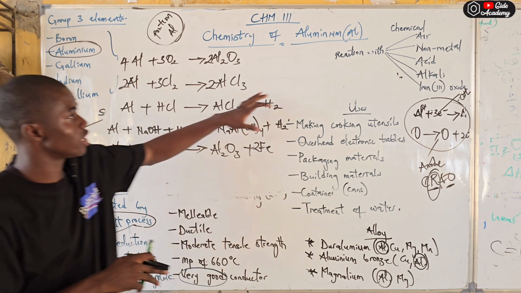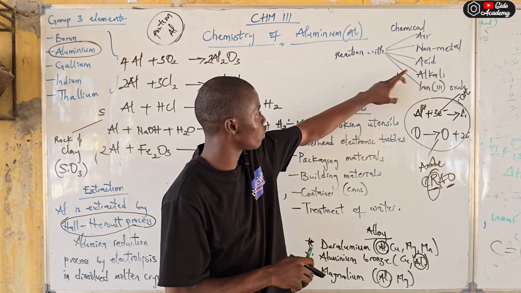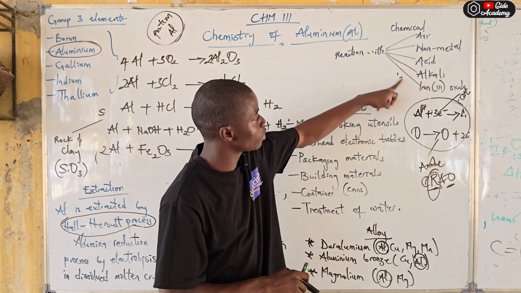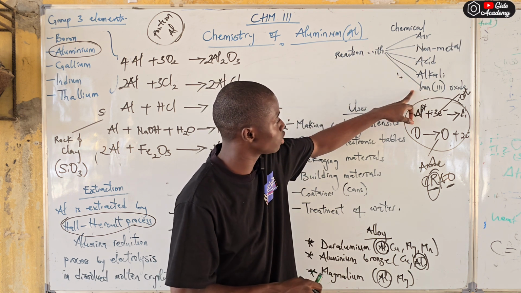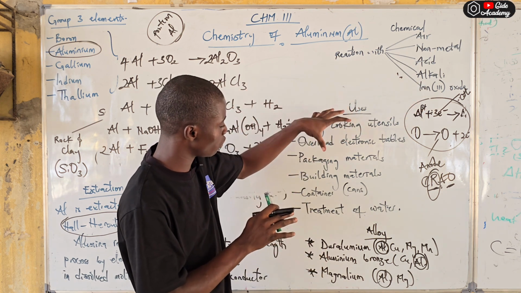So these are the chemical properties of aluminium. Aluminium has the ability to react with air, which is oxygen. It has the ability to react with non-metal. It has the ability to react with an acid. It has the ability to react with alkalis. It has the ability to react with what? Iron 3 what? Oxide. So please take note of the reaction.